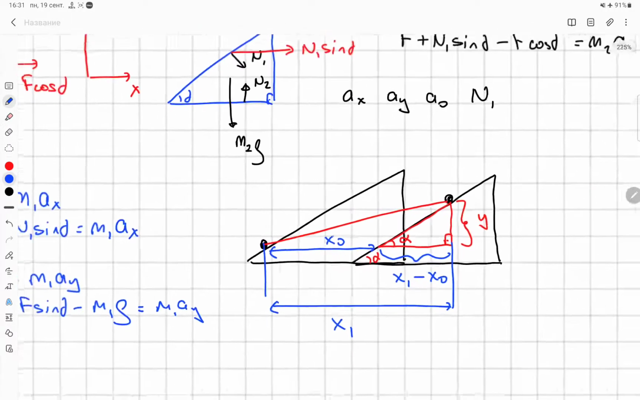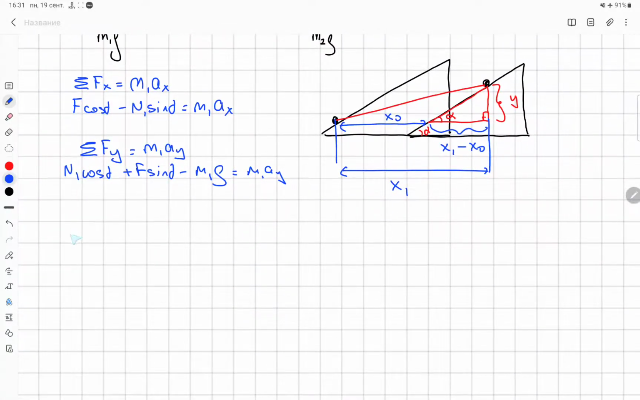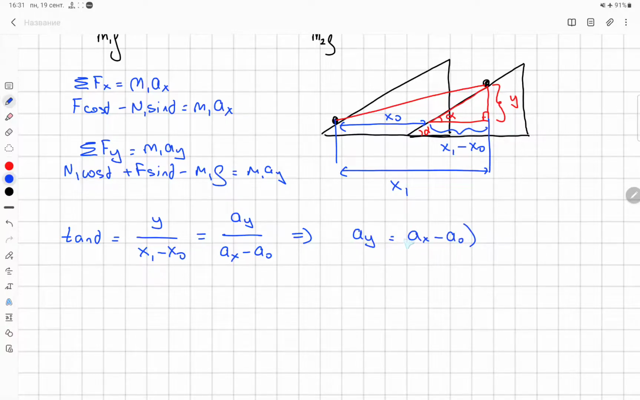According to this right triangle, we can write this equation: tangent alpha equal to y divided by x1 minus x0. y is proportional to the acceleration ay. x1 is proportional to ax. x0 is proportional to a0. So this is equation number 4. Or we can say ay equal to ax minus a0, times tangent alpha.